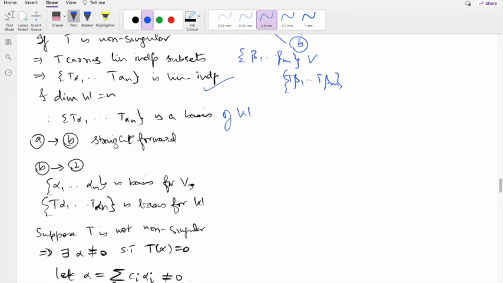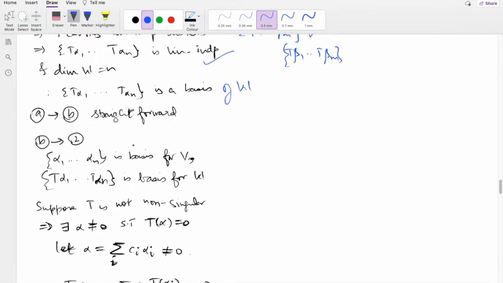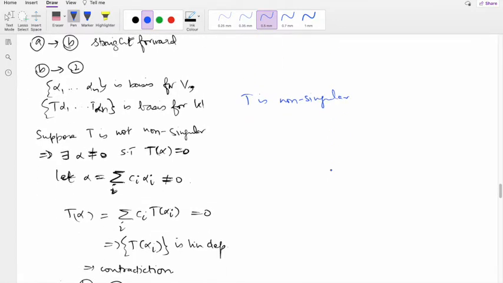So we're saying that if alpha 1 to alpha n is a basis for V, and T alpha 1 to T alpha n is a basis for W, we need to prove that T is non-singular, right? So we'll use the idea of contradiction and see whether we can come to a contradiction. So we'll assume that T is not non-singular. So that means that there exists some alpha which is non-zero, such that T of alpha is zero, by definition of non-singularity.